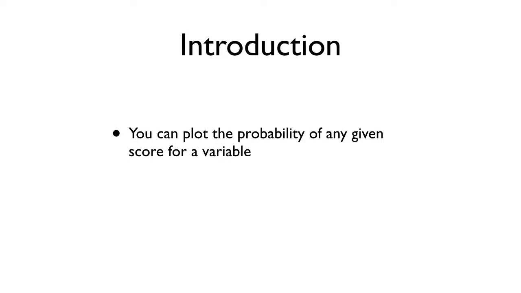I have to apologize. So you can plot the probability of any given score for some variable. A variable is just something that has different possible scores, and then you've got the probability of getting that score, and you can graph that out. It's pretty simple.